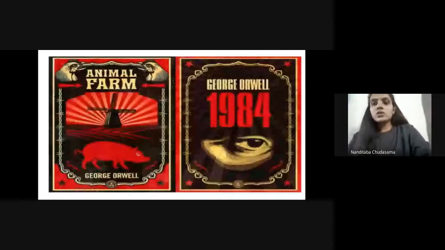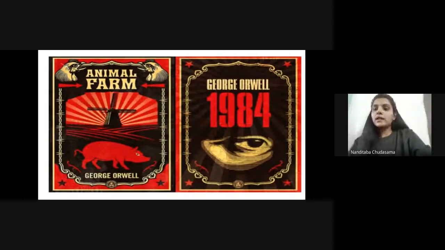Here are the posters of George Orwell's two famous novels, Animal Farm and 1984. Here we can see that the publisher always uses colors which are very dark, in the sense of black, red color, black color, or lightish yellow color, to dignify or to propitiate all those things which are included in the work.